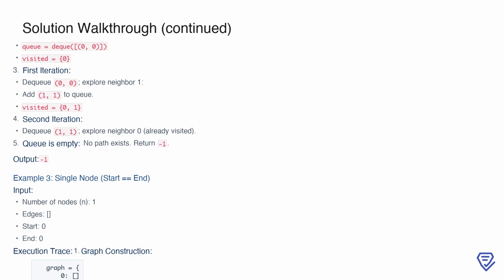Since no path exists, the algorithm returns -1 to indicate that the target node is unreachable. This demonstrates how BFS not only finds the shortest path but also confirms when no path is possible.